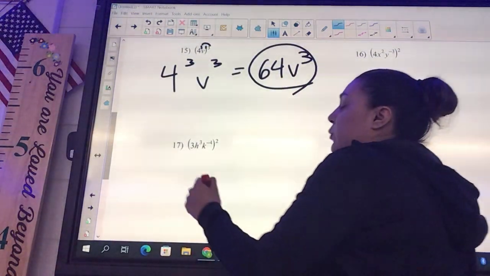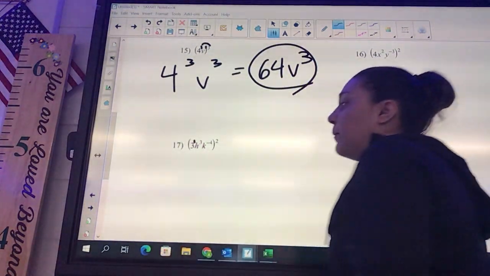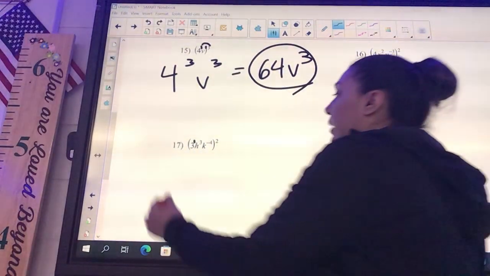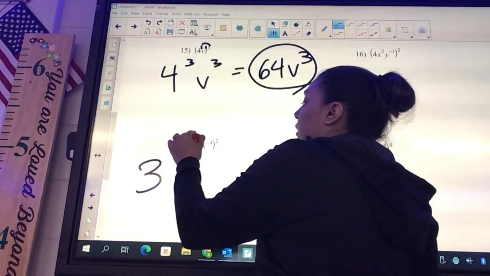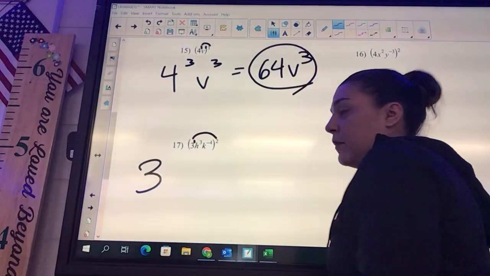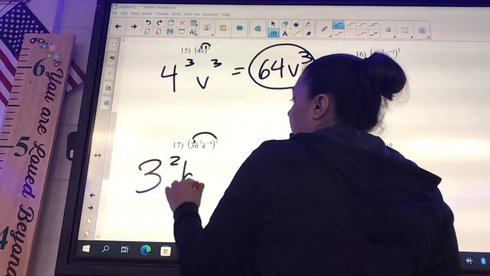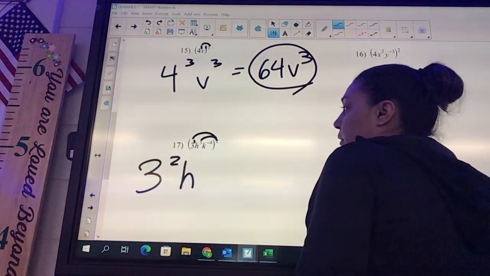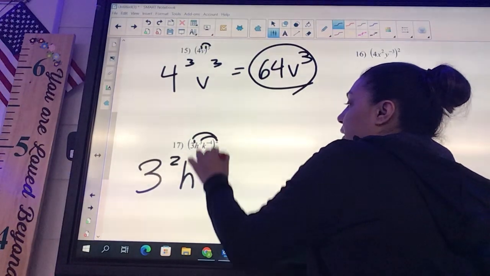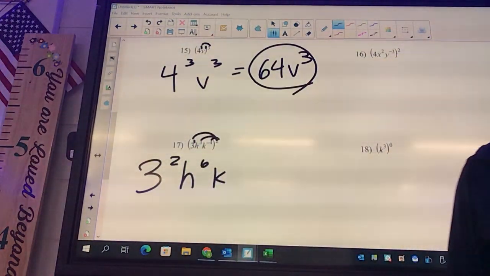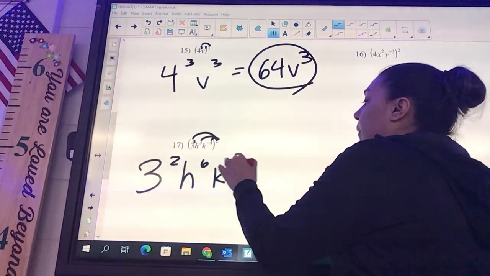Okay, same thing. We can put a 1 with this 3. So you're definitely going to have a 3. 3 to the 1 times 2, 2. H to the 3 times 2, 6. K to the negative 4 times 2, negative 8.